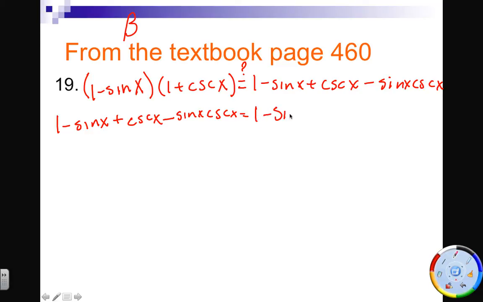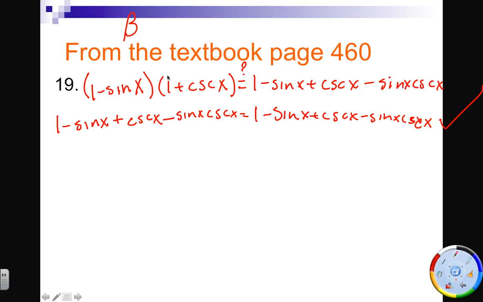It does equal 1 minus sine x plus cosecant x minus sine x cosecant x. Check mark, done. Look at all this extra empty space. This was kind of unworthy to put on here. I should have skipped that one because that one's almost too easy. Not almost too easy, it is too easy. Everybody could do that with our eyes closed.